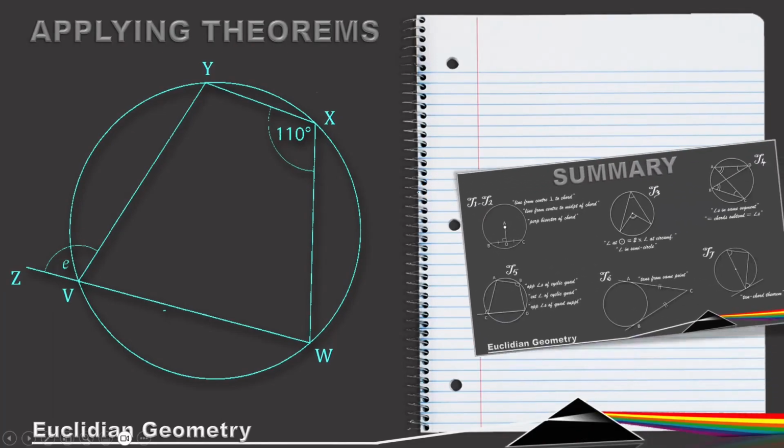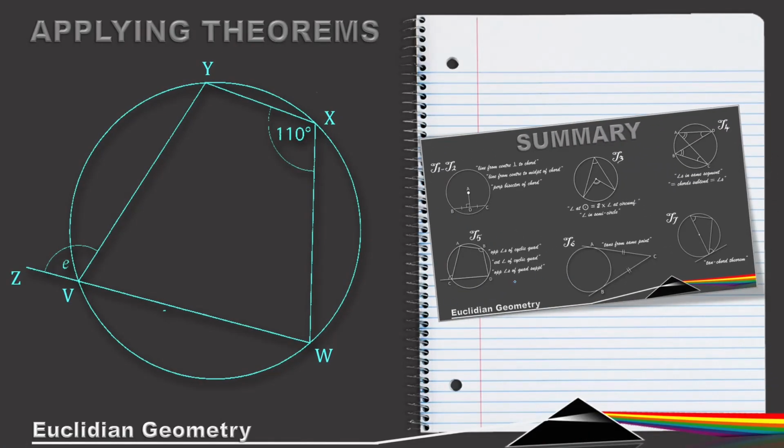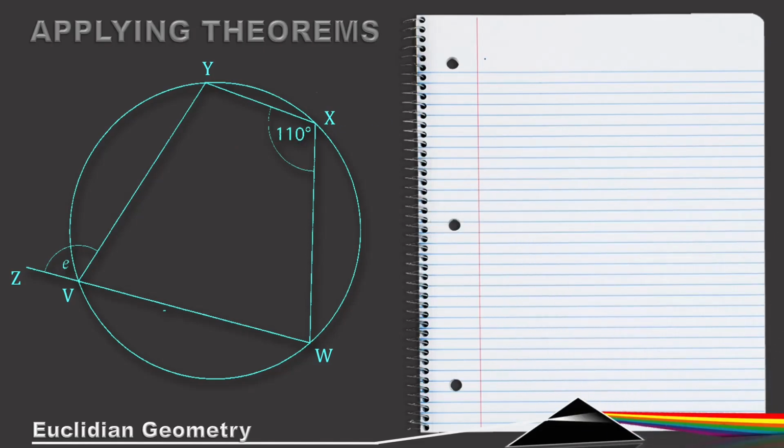Now looking at the summary, we can see this is definitely theorem 5, and we know that the exterior angle of a cyclic quad is equal to the opposite interior angle. So E is simply going to be equal to 110. So E is equal to 110 degrees, and our reason is exterior angle of cyclic quad.